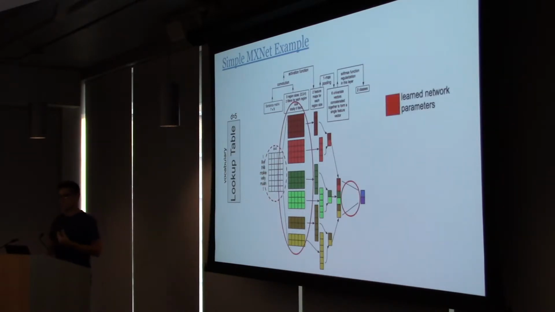So just to focus on what the learned parameters are here, we're learning the weights in our fully connected layer, and we're also learning the weights in our convolutional filters. And depending on what we choose to do, we can also learn the weights in our lookup table, or we'll learn those embeddings.